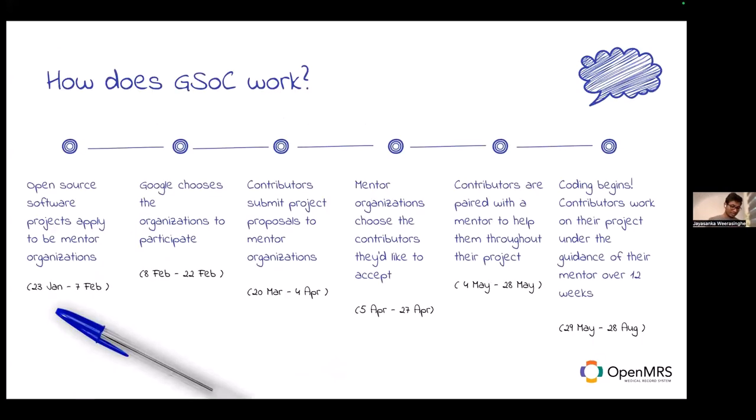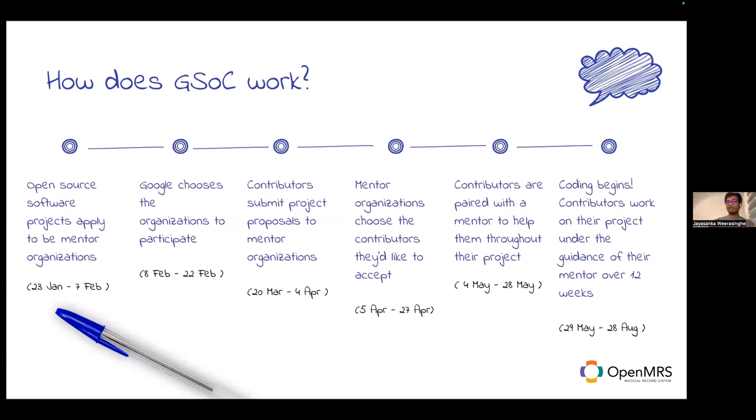GSoC is a program that helps students get started with open source. Basically, Google is sponsoring a set of organizations to have students around the world contribute to their projects. Organizations can register with the Google Summer of Code program, and there's a standard application process for organizations. Google goes through the organizations, approves or rejects them, and publishes a list.